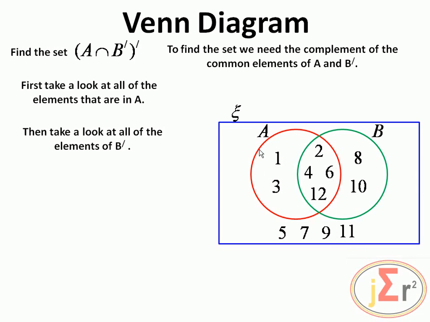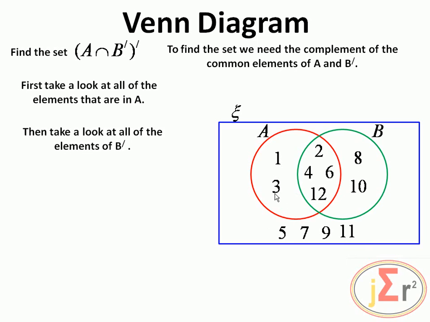So what elements are in common with this and then this? A and B complement. Obviously, the elements 1 and 3 are the ones that we have in common. However, we do not want A intersection B complement. We want the complement of that. That is, all of the elements that are not in A intersection B complement. So, this is A intersecting with B complement. We get 1, 3. Therefore, the set that we want is the set that contains all of these elements.